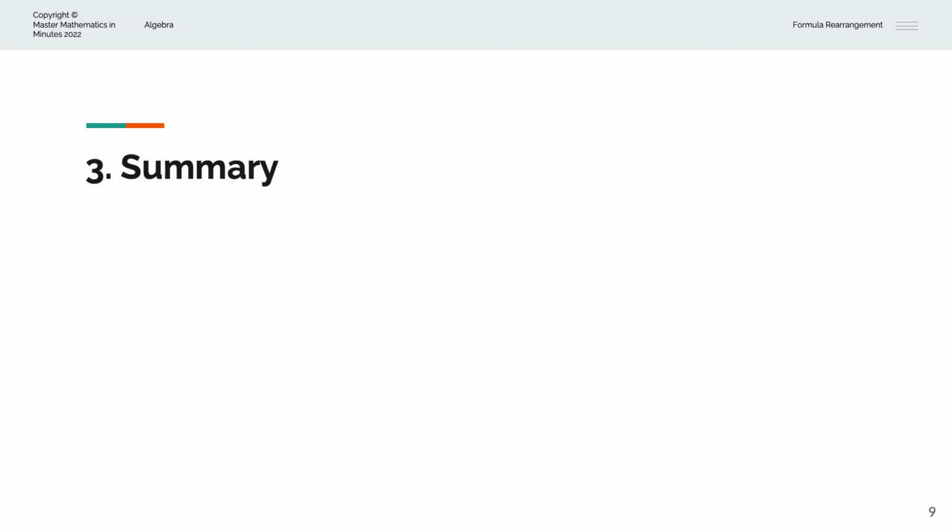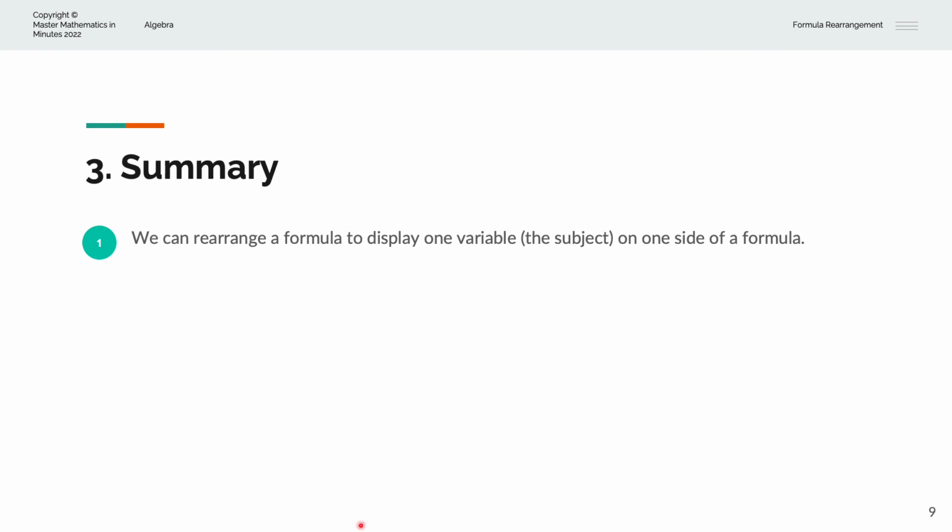To summarize, we can rearrange a formula to display one variable, which we'll call the subject, on one side of a formula. We've considered the case where we have x plus y is equals to 2, and the intention is to make y the subject. And so y is equals to 2 minus x. And the second case is a multiplied by b is equals to 5. And to make a the subject, we'll divide both sides of the equation by b. And so that's equals to a is equals to 5 divided by b.